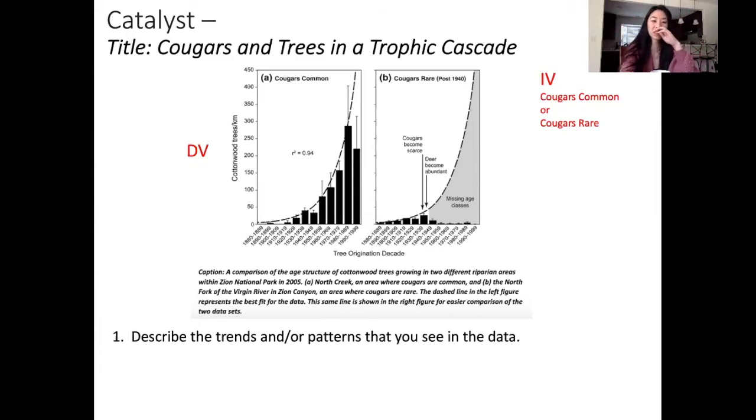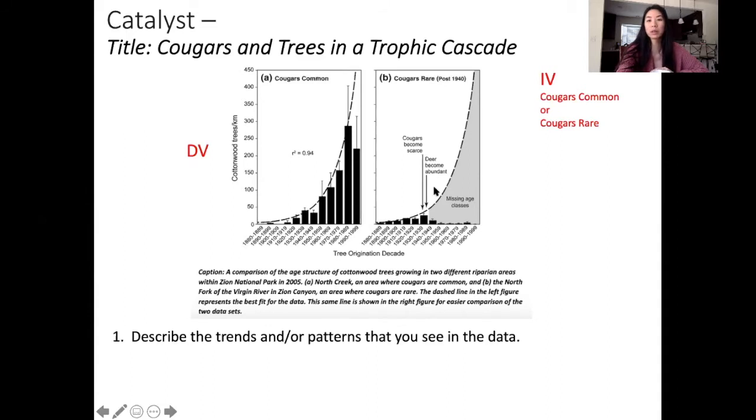So when you look at this, it says the tree origination decade. That's really telling you that, for example, these trees all were born or planted in the 50s. So these years on the bottom tell you how old or how young the tree is, not necessarily that the number of trees increased over time. So really the big thing was when there was cougars, there was more trees.